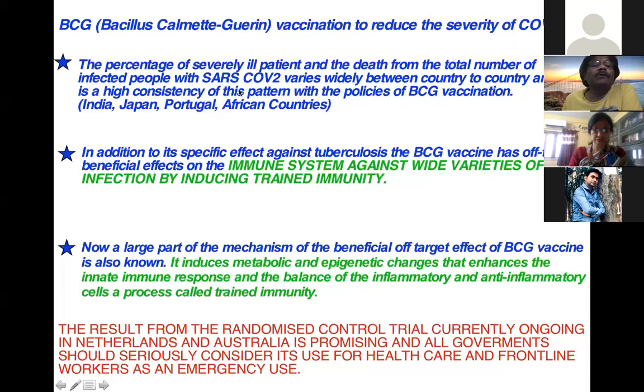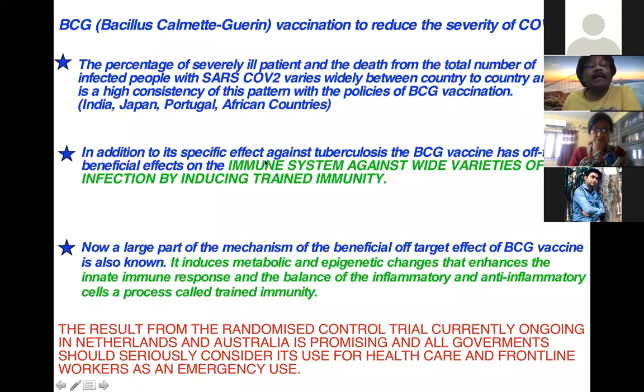Portugal is very close to Spain. Spain has a very high death rate, Portugal a lower death rate. In Spain no one took BCG, it was not a norm, but Portugal people took BCG. Even in African countries, in Japan, in India, the countries that have used BCG, their death rate is less.